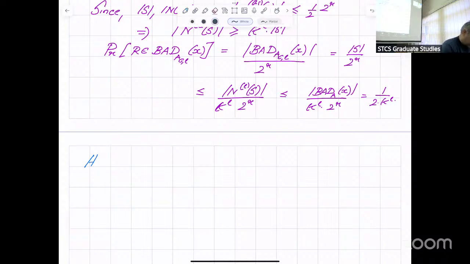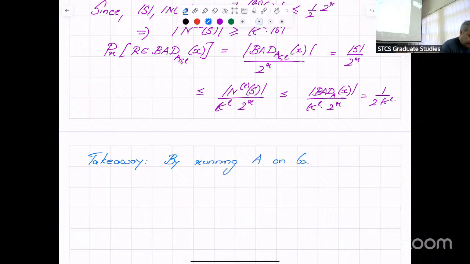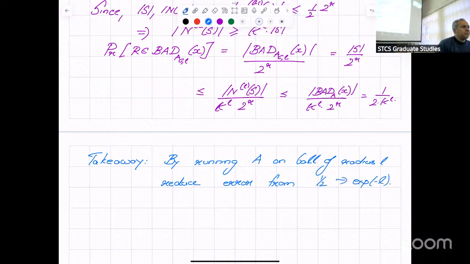The main takeaway from all of this is that by running A on a ball of radius L, we reduce error from half to exponentially small in minus L. That's what happened. Now I would like to make this very, very small.